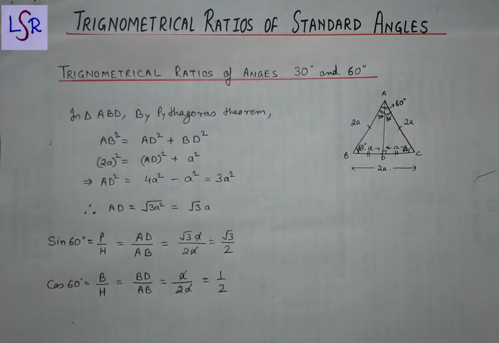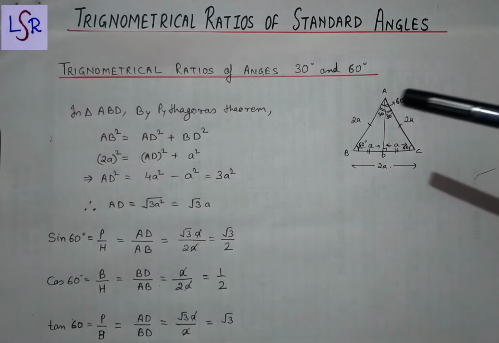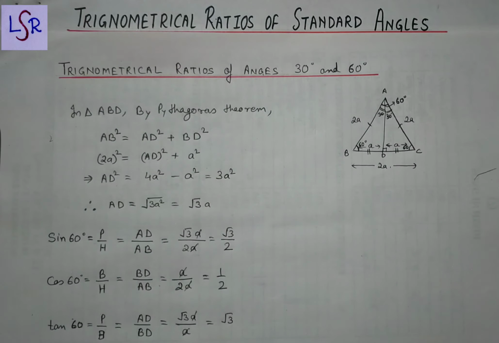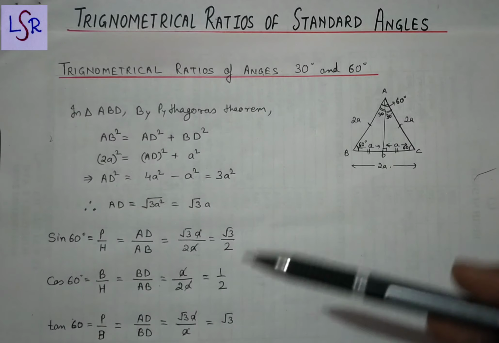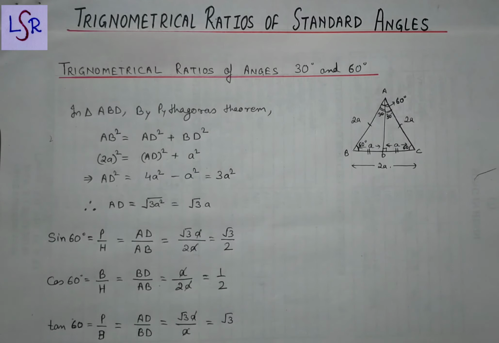Now we'll find tan 60, and here we go with the tan 60. Tan 60 is equals to perpendicular upon base, that is equals to AD upon BD. The value of AD we have got root 3A and the base is A. We have placed it and cancel out, we got root 3 as the value of tan 60. So here we have got sin 60 as root 3 by 2, cos 60 as 1 by 2 and tan 60 as root 3. Now we'll find sin 30, cos 30 and tan 30.